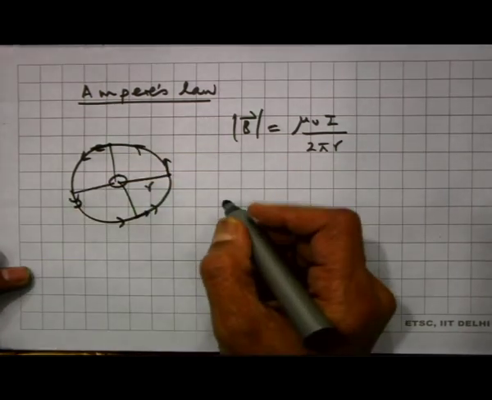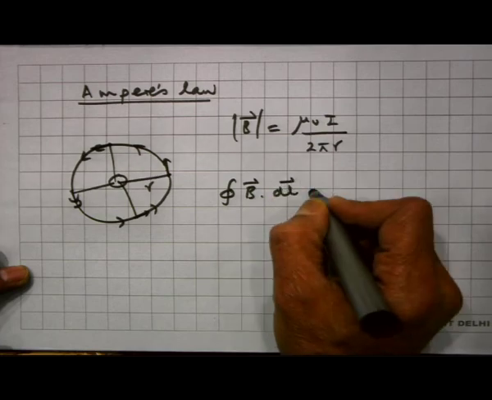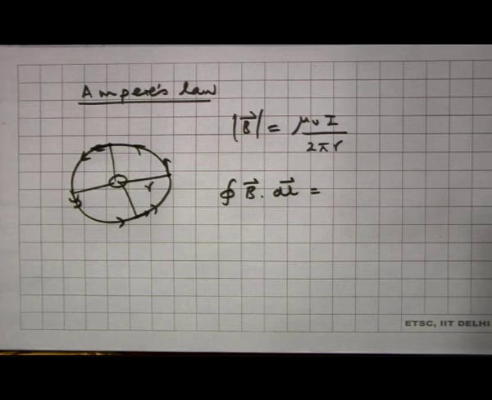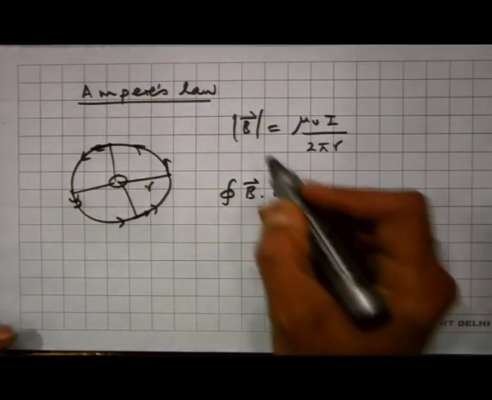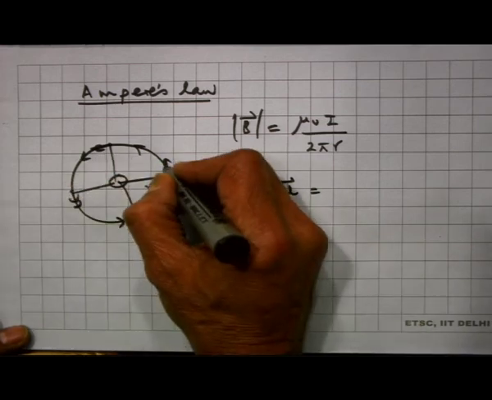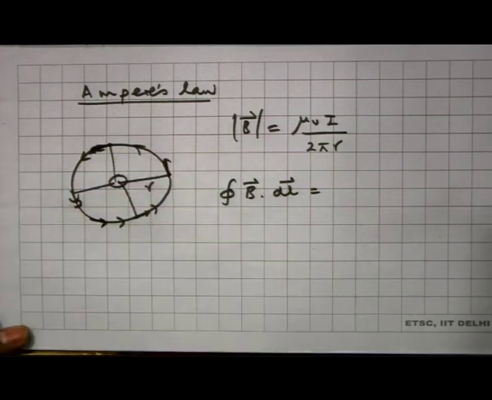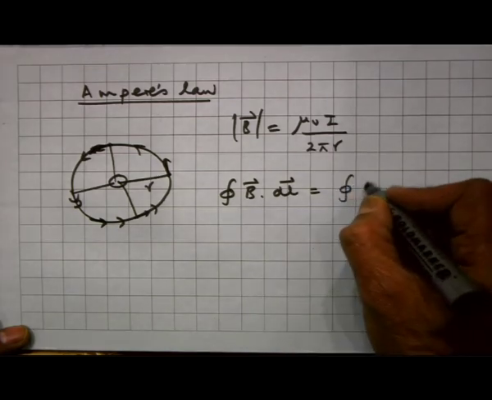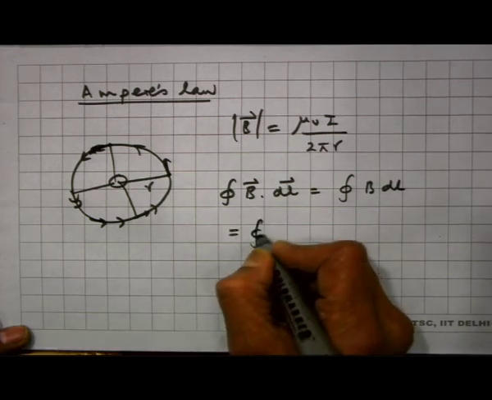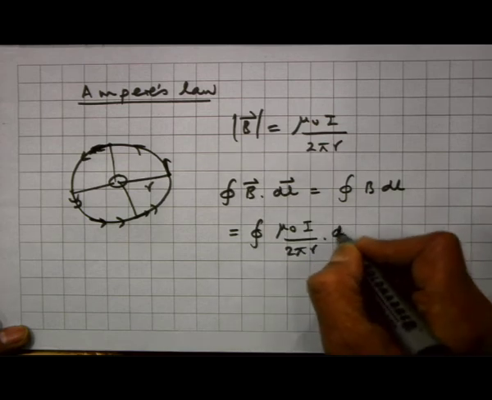Now, let me calculate this quantity, B dot dl, over the closed loop. I start from some point and calculate for the entire loop. Please note that the magnetic field is always parallel to the dl vector. Here the dl vector is like this, B is parallel to dl; here dl is like this, B is parallel to dl. So, this is nothing but B dl, and B is mu naught I by 2 pi r into dl.